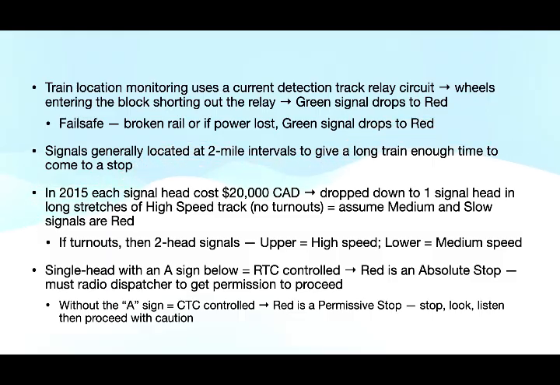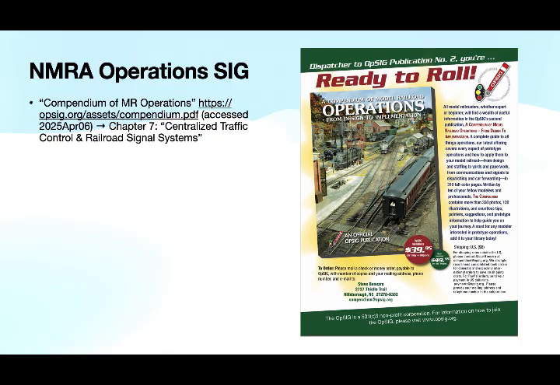A single head with an A sign below equals RTC controlled. Red is an absolute stop. The engineer must radio the dispatcher to get permission to proceed. Without the A sign, it's CTC controlled. Red is a permissive stop. Stop, look, listen, proceed with caution.